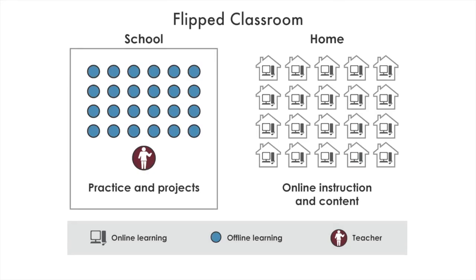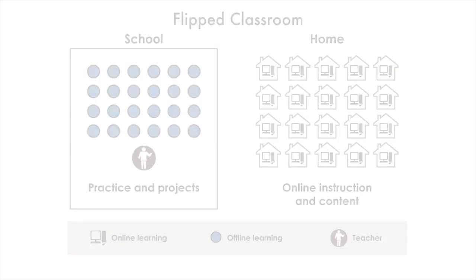the students. So in this graphic before you, what you see on the left-hand side is that students, represented by the blue dots, are actually in the classroom with their fellow peers, and you see that teacher at the front of the room in the red, and they're working on practice and projects. And then on the right-hand side of the screen, that represents students at home, and that's where they're doing their online learning.